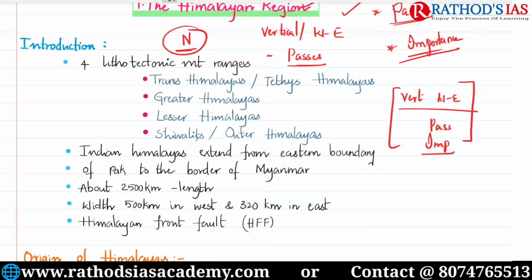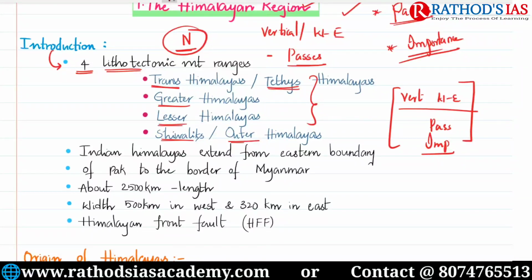If you are talking about the Himalayas, 4 lithotectonic mountain ranges are seen. So which are those 4 lithotectonic mountain ranges in the Himalayas? The first one is the Trans Himalayas, which is also called the Tethys Himalayas, and then we have the Greater Himalayas, Lesser Himalayas, and Shivaliks or Outer Himalayas. So these are the 4 lithotectonic mountain ranges present in our Himalayas.